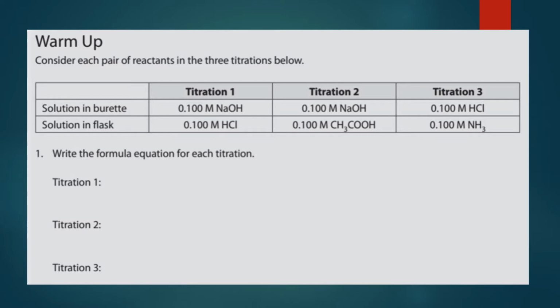So in the first titration, we're going to be looking at the reaction between sodium hydroxide and hydrochloric acid. In the second one, we're going to be looking at sodium hydroxide and acetic acid, so a little bit different, a weak acid this time. And then in the third titration, we're going to use our strong acid, hydrochloric acid, and a weak base, that's the ammonia.